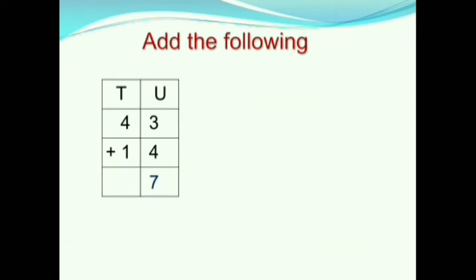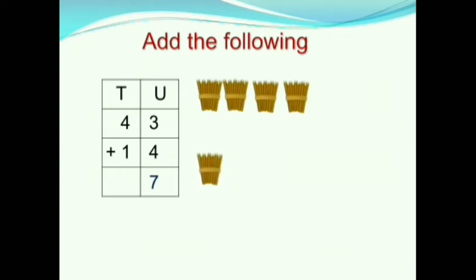Children, now we should add the digits in the tens place. They are 4 and 1. So we will keep 4 and 1 bundles of sticks. Now we will count the total number of bundles of sticks. 1, 2, 3, 4, 5. 5 bundles of sticks. So we will write 5 in tens place. Therefore, the sum of 43 and 14 is 57.